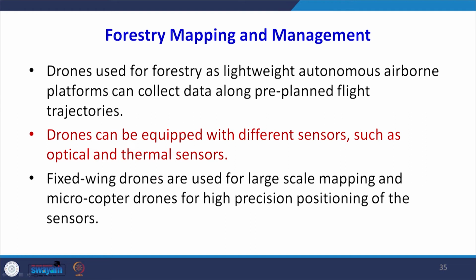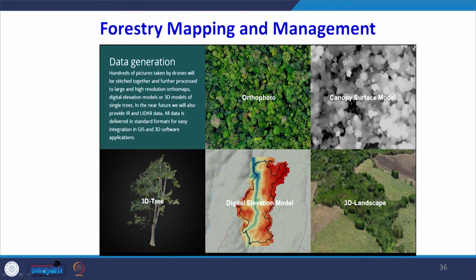So, fixed wing drones, as I explained in the earlier lecture also, can be used for large scale mapping, while the micro copter drones, quadcopters kind of thing, are used for very high precision mapping of the forested area. There are various activities shown here. As far as forestry mapping and management is concerned, you can use these images for orthophoto creation, where you do not have the relief displacement present in the data.